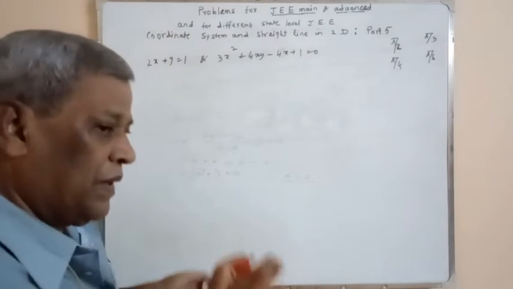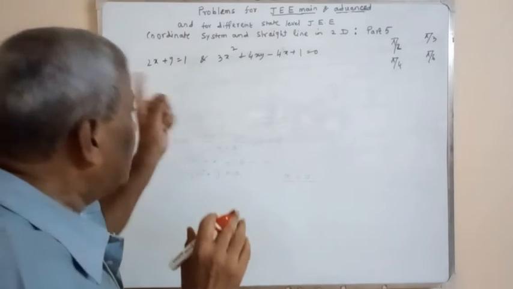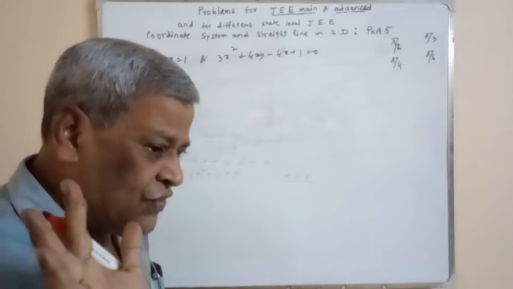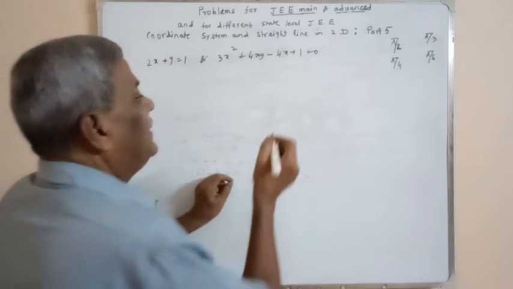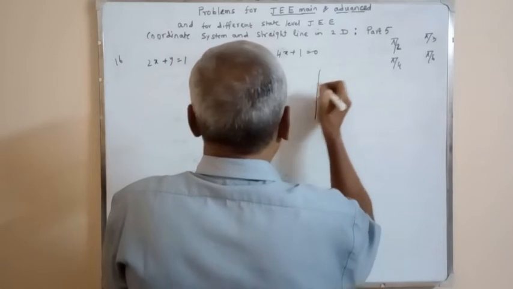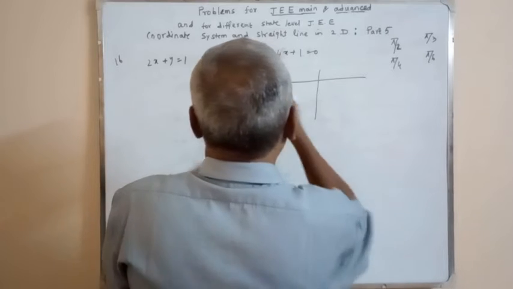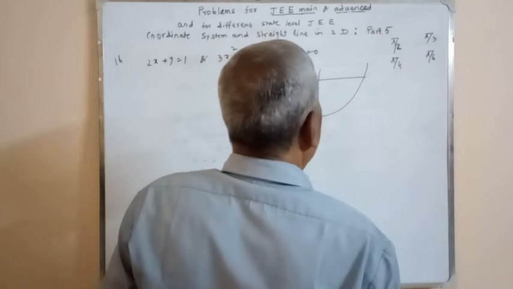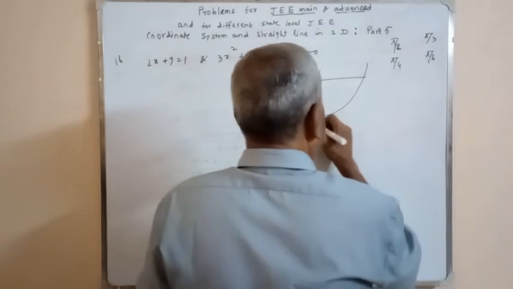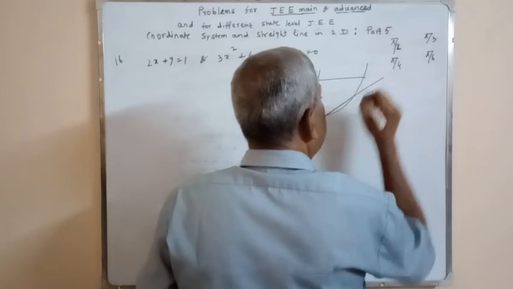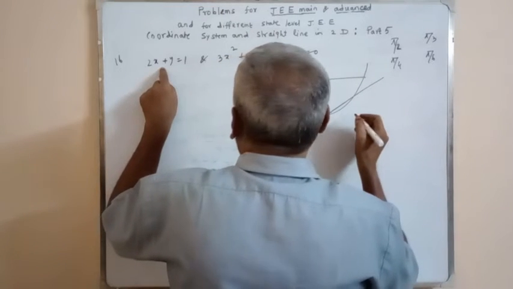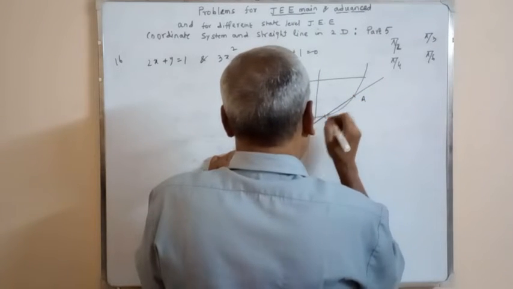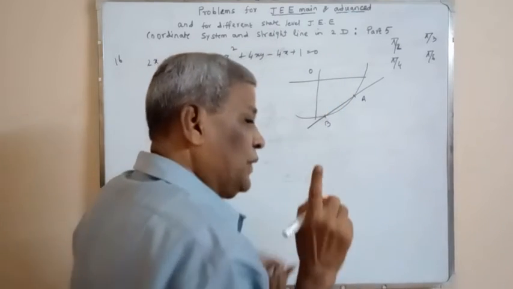Here the problem is that, first of all, this is a straight line and this is a second degree equation. This is not a straight line, it is a curved line. Suppose this equation is represented by that curve, and one straight line is given like that. They meet at 2 points, this and that, at A and at B. O is the origin.